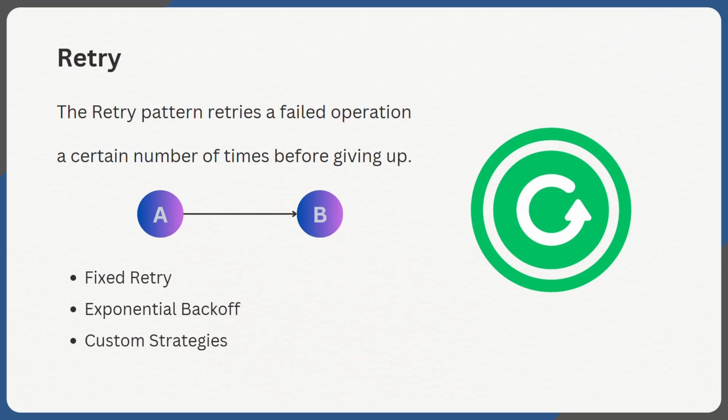Fixed retry retries an operation a set number of times at equal intervals. Exponential backoff, on the other hand, retries with increased time intervals between attempts, incorporating a randomized delay. We can also have custom strategies, which allow for tailored retry intervals based on specific use cases.